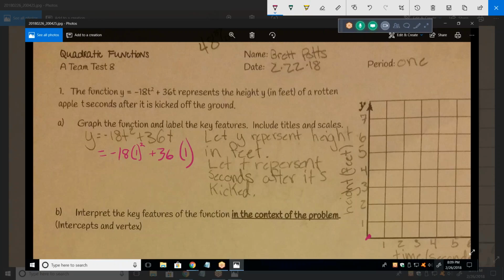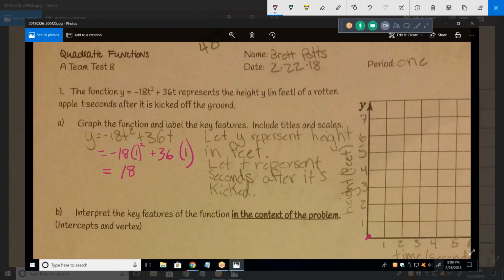Okay? Remember that the exponent only operates on what is directly below it, unless it's all in parentheses. And when I'm plugging in 1 for t, I'm not putting parentheses around it. It's just minus 18 times 1 squared. Okay? Well, that gives you minus 18 plus 36, which gives you 18. So that is the height at 1 second.